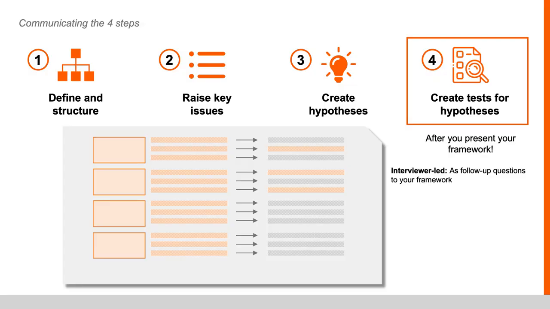In an interviewer-led format, the interviewer will ask you how would you test a few specific hypotheses in your framework. They will do this after you present the framework as follow-up questions. And in a candidate-led format, they will ask you, well, what would you like to do next as soon as you finish presenting your framework? And guess what you'll do next? That's easy. You'll pick 1 or 2 critical hypotheses and test them to reveal critical information to help your client solve their problems. Testing the prioritized hypothesis is always the next step after presenting the framework, unless your interviewer just asks you to do something else.